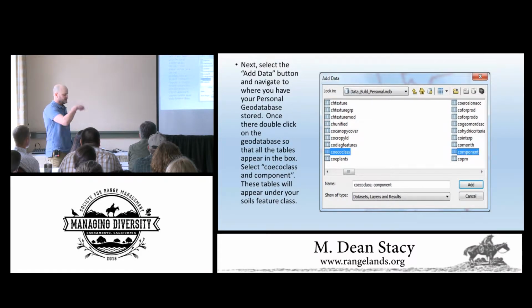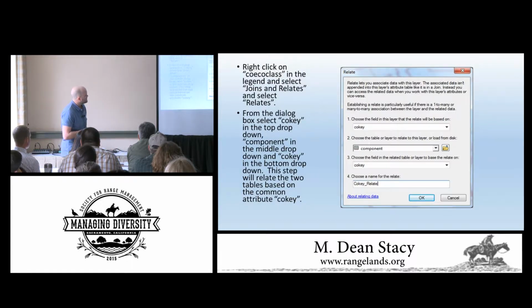Once you have those in, you'll see the shapefile in your legend on the left side of ArcMap. Now you'll go back and hit the plus sign in ArcMap, and you want to bring in the coecoclass and component tables. After you bring those tables in, you want to right-click on the coecoclass table and do a relate. What you end up doing here is relating that table to the component table based off the common attribute, COKEY. You're going to bring these two tables, which are a little bit different, and mesh them together based off common attributes.